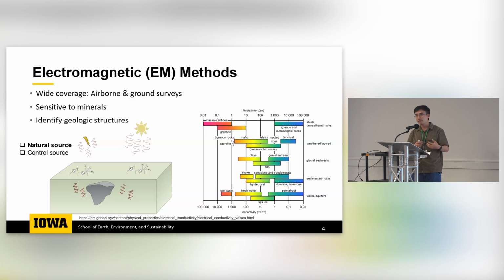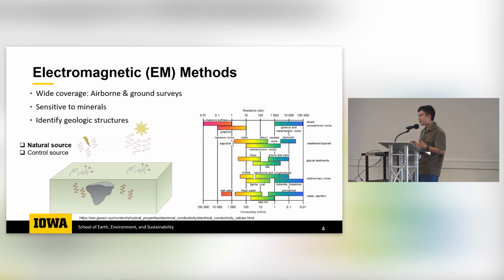The EM signals we collected contain all the resistivity information of the subsurface. Then we can produce the resistivity image of the subsurface. So this is how the EM method works.